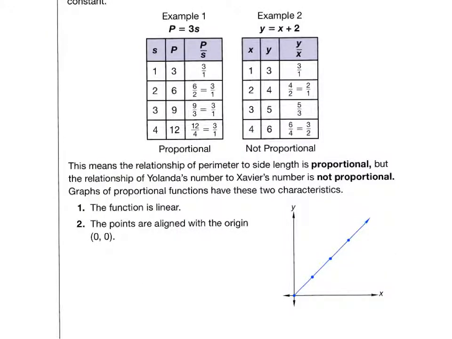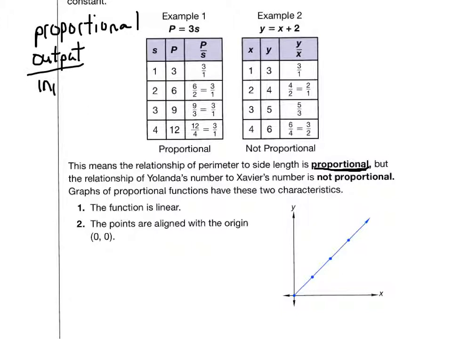Okay, so now we're going to talk about whether or not relationships are proportional. So proportional. We know that in order for something to be proportional, so write that down, proportional, then you have to take the output and divide it by whatever the input is. And if you divide the output by the input and you get what we call a constant, or the same number every time, then the relationship is proportional.